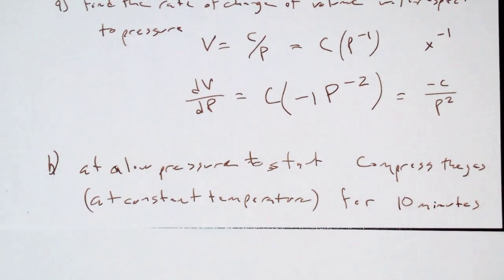You'll notice there's nothing about time in this problem at all, is there? So I don't care about the time, except to say that I know I'm compressing, right? So at the beginning, the pressure is low. At the end, the pressure is higher. I don't know if that's a lot higher or a little higher, but it's higher. Now, is the volume decreasing more at the beginning or at the end?